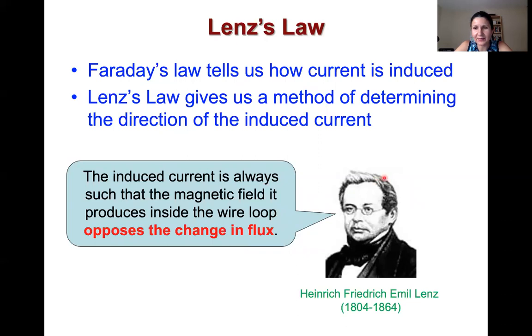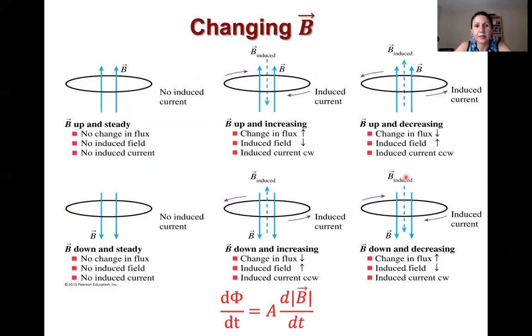I know that's a lot of words, it's a little bit abstract, so it's really helpful here to look at a couple of examples. And here they are. This is a very busy slide, so let's focus on each example at a time. The goal here really is to just practice using Lenz's law. We'll do it by looking at examples where it's the magnetic field which is changing.